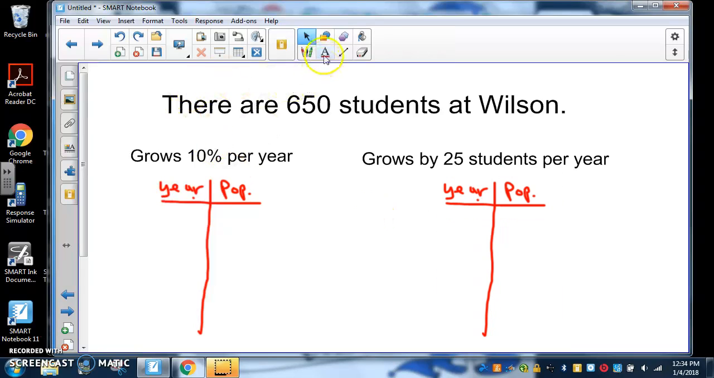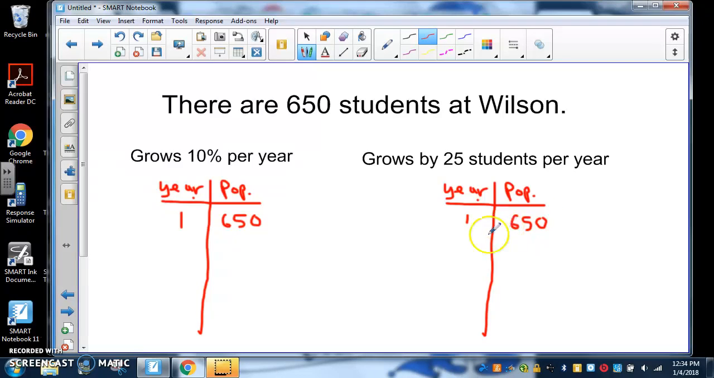In year one, the year we're currently in, we already have 650 students. Do not try to overcomplicate this by using an equation or something really fancy. Just use logical, rational, common sense. If we're growing by 25 students per year, in year two I'm just going to have 25 more than the year before. I'm going to have 675 students, and on and on.